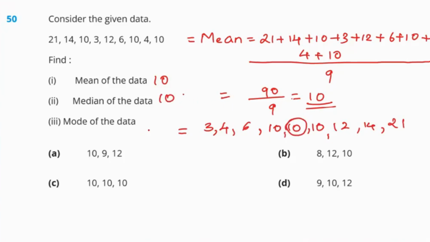Okay. Next, what is mode? Mode means the frequently appearing number. You can see in this data 10 appears more times. 3 times 10 appears, frequently appeared. So we can say that the mode of this given data is also 10. So mean, median, and mode, all 3 are 10. Okay. So the correct option is option C, all three of them are 10.